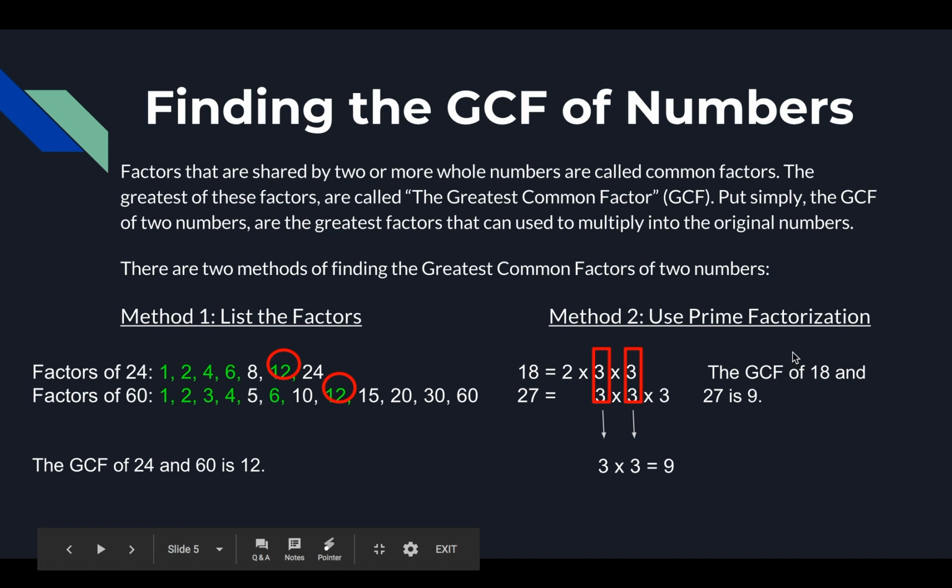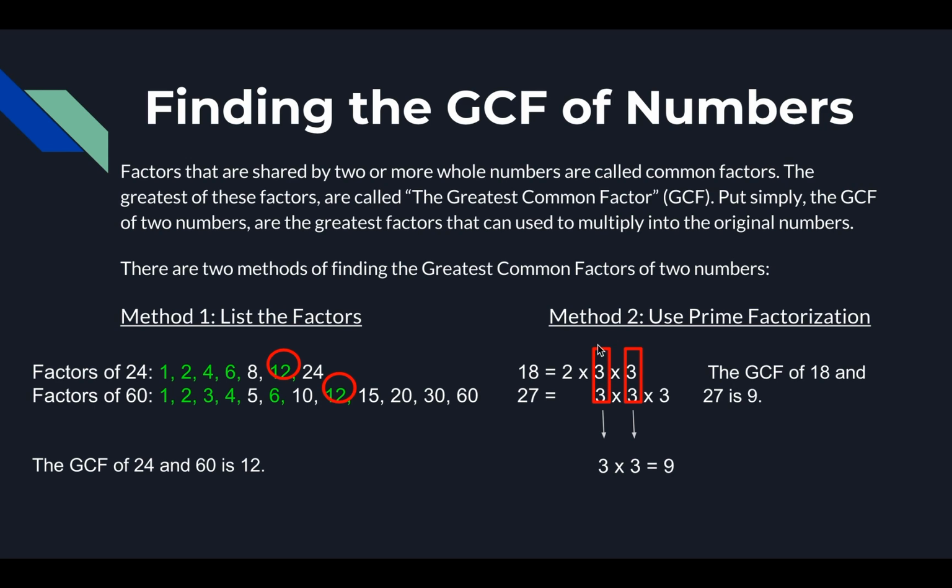And then the second method is to use prime factorization, as shown in the last slide, where you have to make the ladders and everything. So once you make the ladders, you can write it down. The prime factorization of 18 is 2 times 3 times 3. The prime factorization of 27 is 3 times 3 times 3. So you combine these in order to find the greatest common factor.